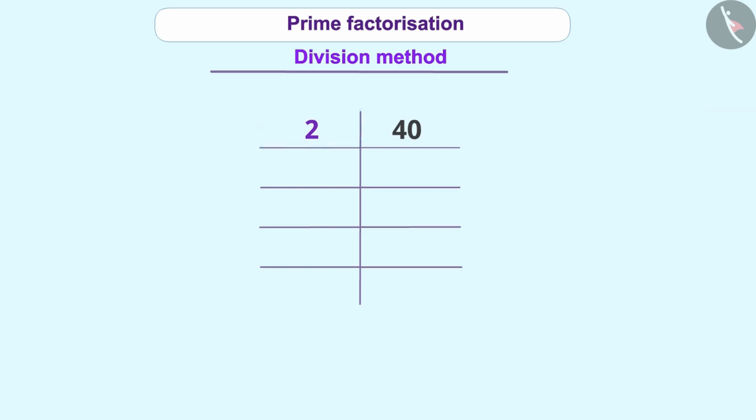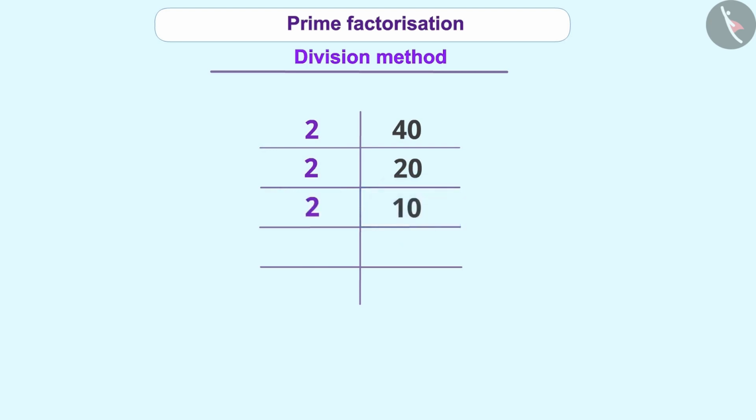On dividing 40 by 2, the result will be 20. We will write it under 40 in the second row. Again, we will find the smallest prime number which completely divides 20. Since 2 completely divides 20, we will write number 2 in the first column of the second row. 10 is the quotient of 20 by 2. So, we will write it in the second column of the third row.